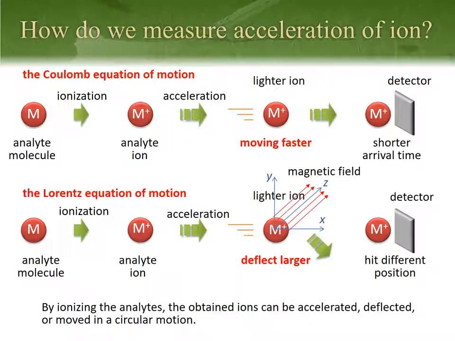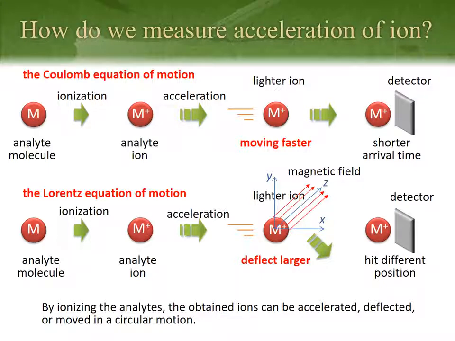The next question is, how do we measure the acceleration, a, of an ion? Actually, we have various types of mass analyzers, and we utilize the equation of motion depending on the type of mass analyzer. In this video, only two ways of utilizing it are explained, one for the Coulomb equation of motion, and the other for the Lorentz equation of motion. Let's see the Coulomb equation of motion.